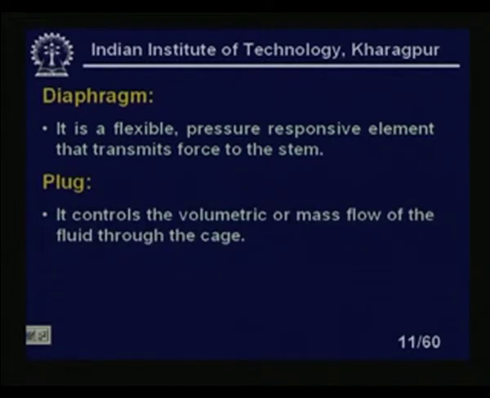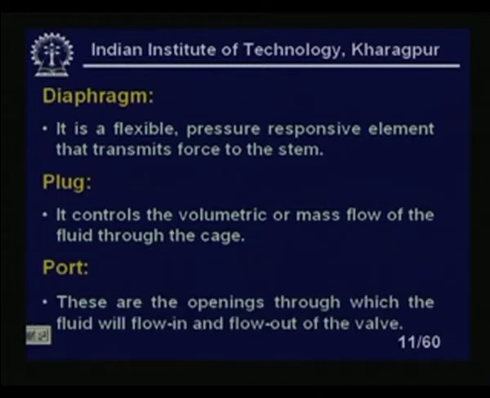Plug. It controls the volumetric or mass flow of the fluid through the cage. Port. These are the openings through which the fluid will flow in and flow out of the valve.